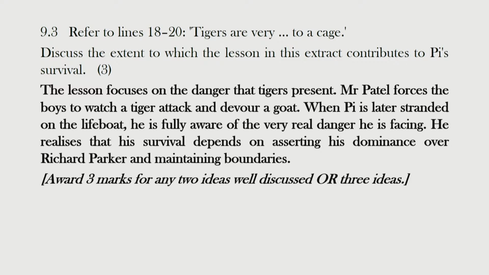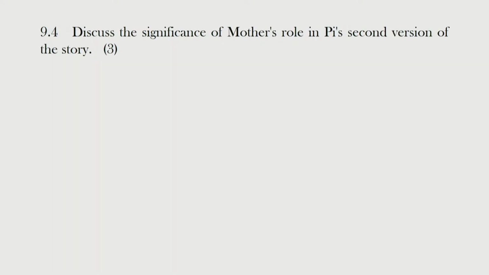So in this particular case, the good, the bad, and the ugly sums up Pi, and you have the hyena, and you have the zebra, and so on. Now, this one is a tremendously deep and complex question, and I want you, please, to take note of this. You need for this question an in-depth knowledge of the final part of the book.